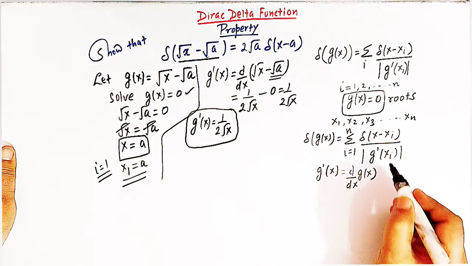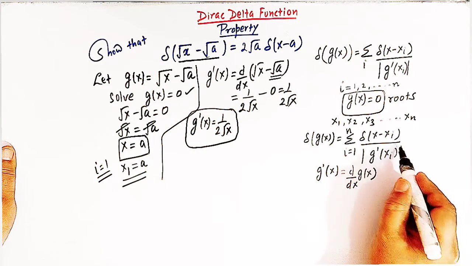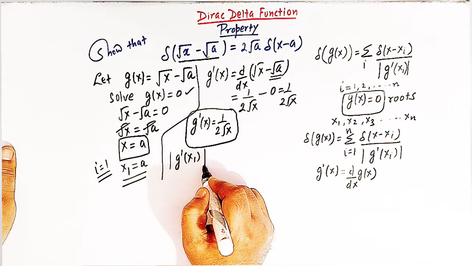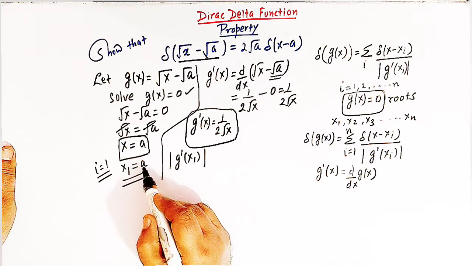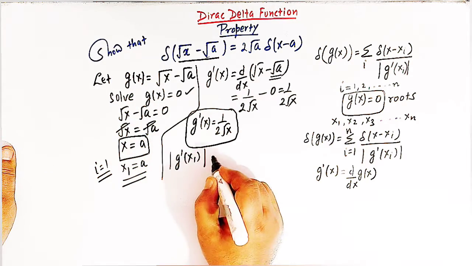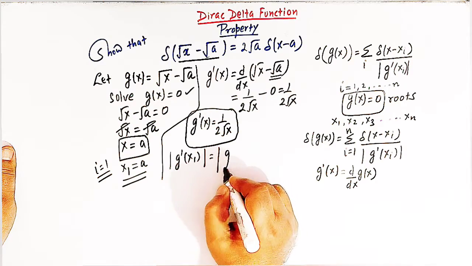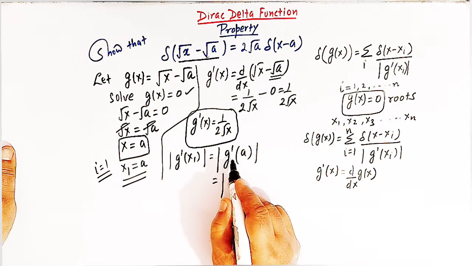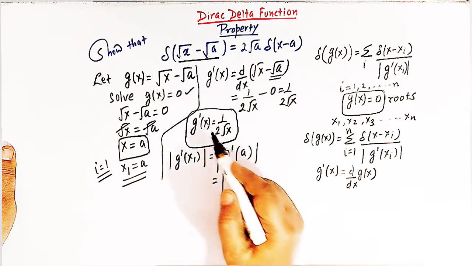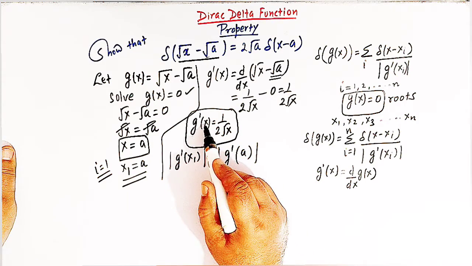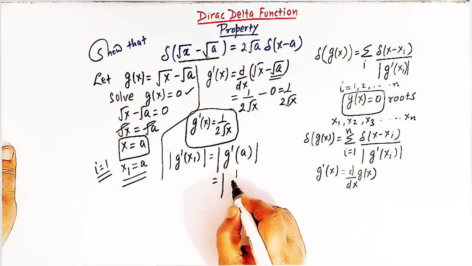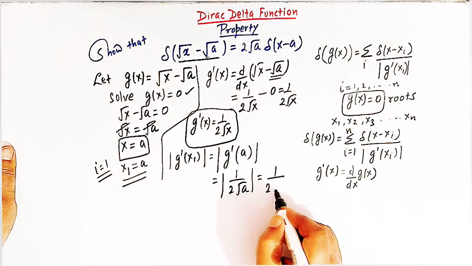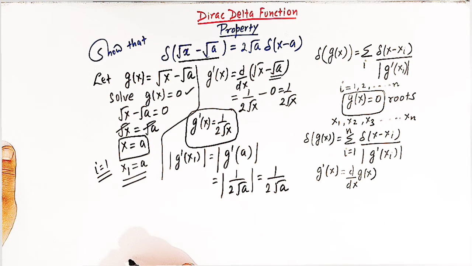So let us calculate the absolute value of g prime of x1. x1 is a because a is the only root of this equation. So we have the mod of g prime of a. G prime of a can be obtained by replacing x by a, so we have 1 over 2 times square root of a.